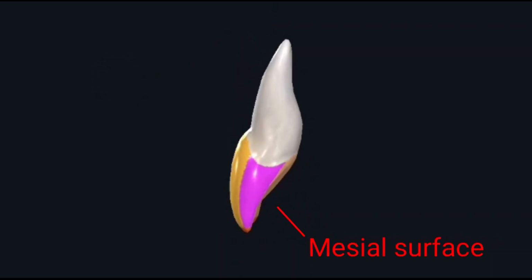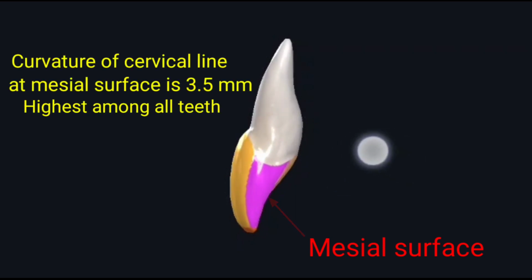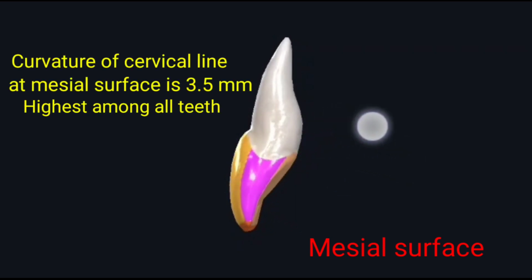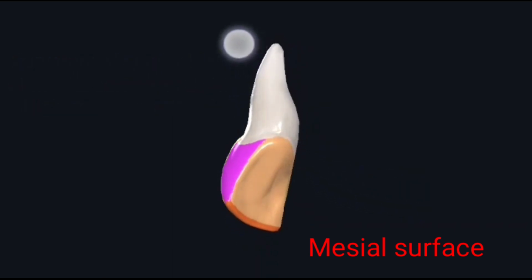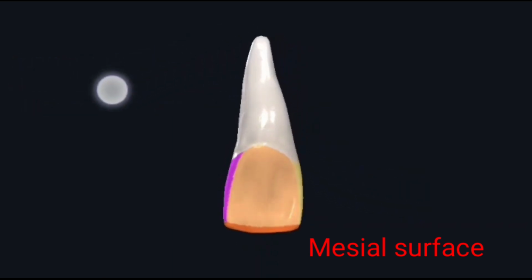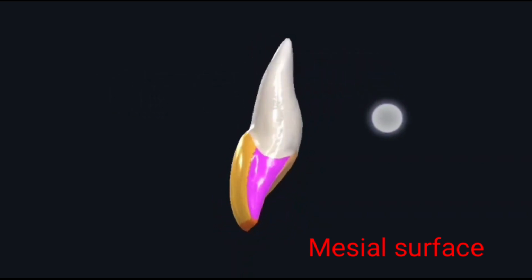The mesial surface is the aspect of the maxillary central incisor that faces towards the opposite maxillary central incisor tooth. It consists of a contact zone, which is the area of the tooth that touches the adjacent tooth of the same arch.